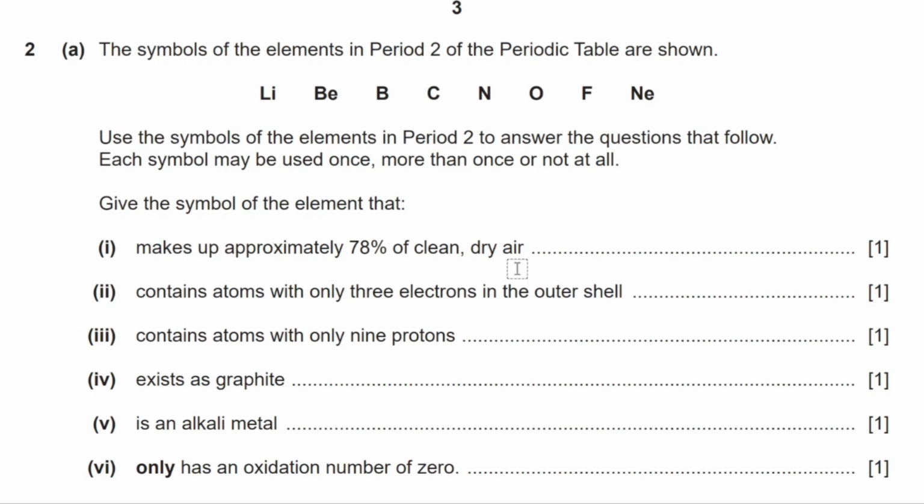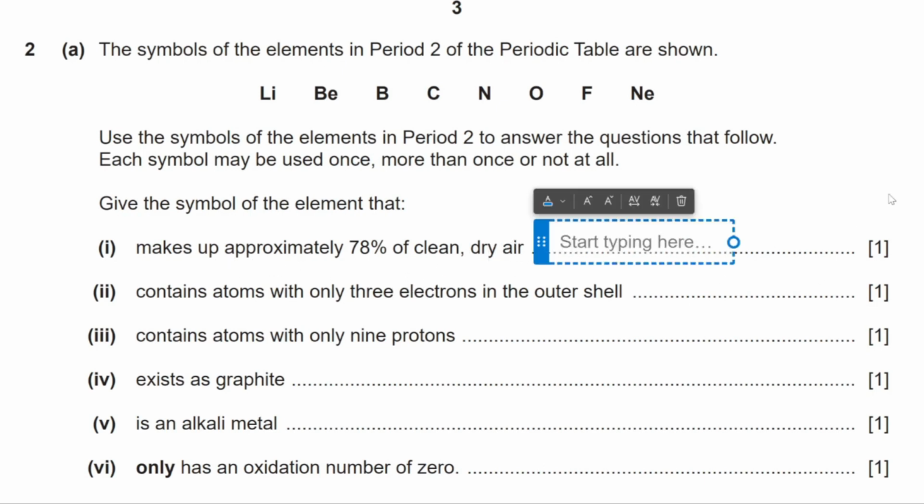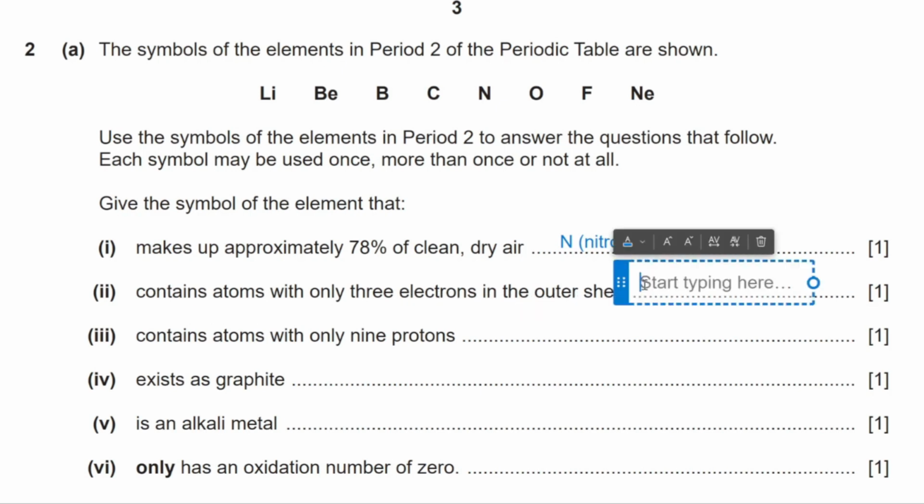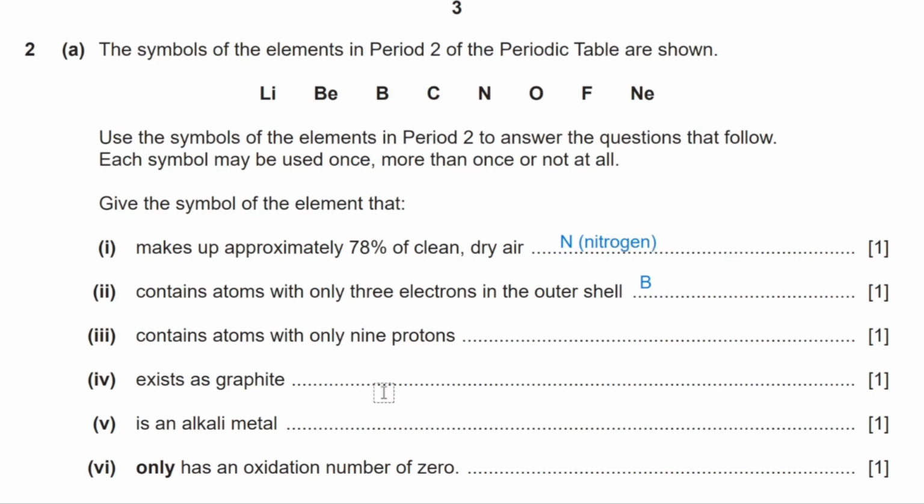Give the symbol of the element that part 1 makes approximately 78% of clean dry air. That would be N, also known as nitrogen. Contains atoms with only 3 electrons in the outer shell. You can get that answer from the periodic table. The answer is B, boron.